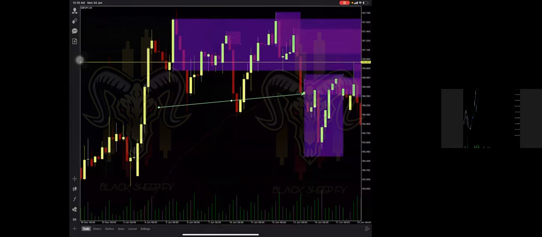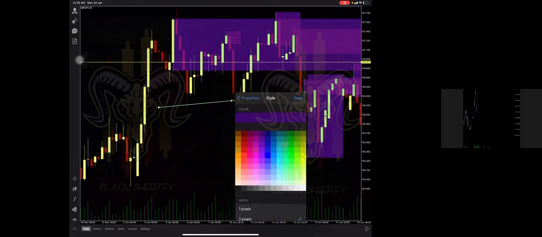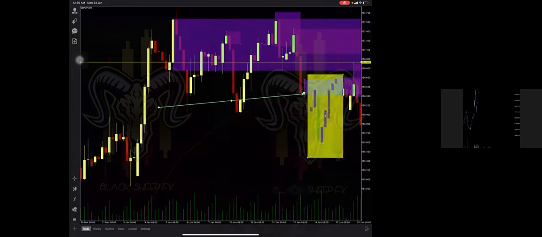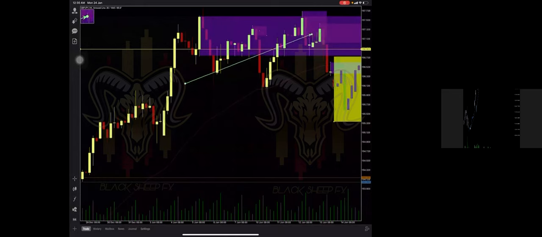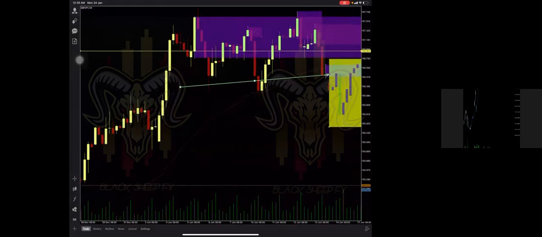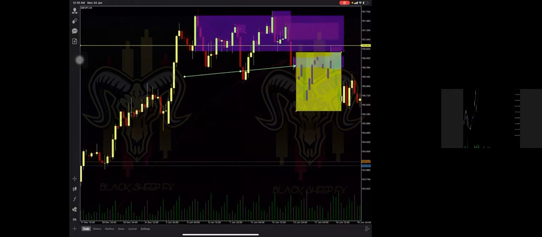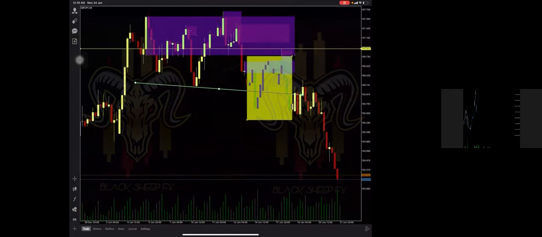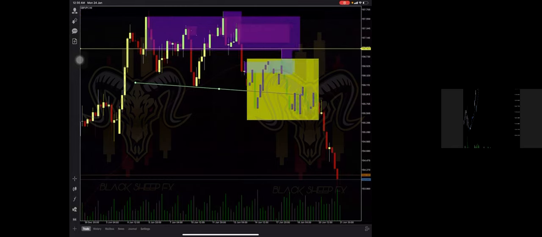Let me just mark this area as a different color. Yellow, for example. Yellow box didn't happen. Meaning after the confirmation up here, it could just shorten the period of time and skip all this nonsense and just drop. You guys get me? This yellow box is nonsense. You cut this out of the picture. What do I mean by that?